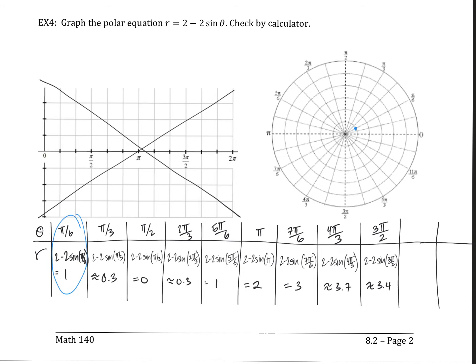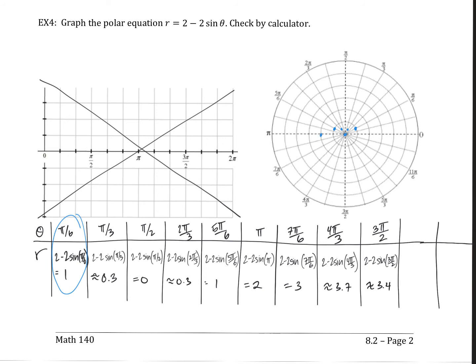And then at pi over 3, r is equal to 0.3. So really, really small down here somewhere. Then at pi over 2, it's equal to 0. At 2 pi over 3, we go back up to 0.3, about there. 5 pi over 6, it goes up to 1. And then at pi, it goes to 2.